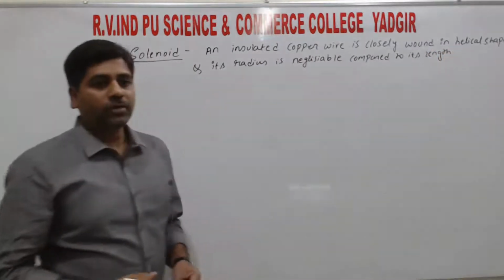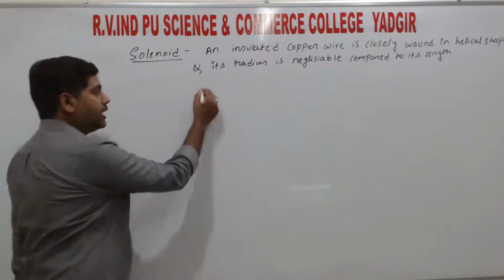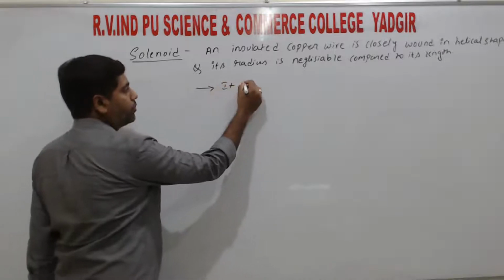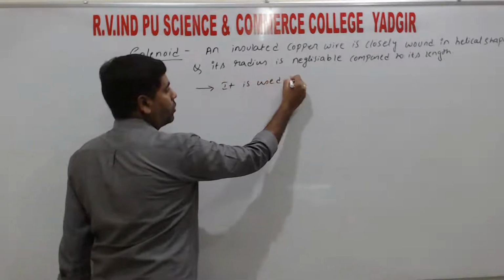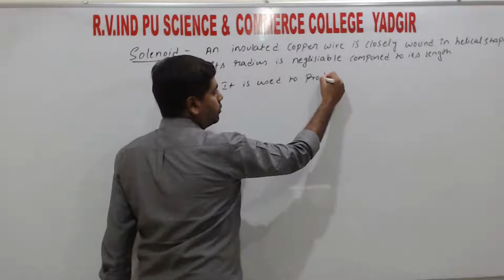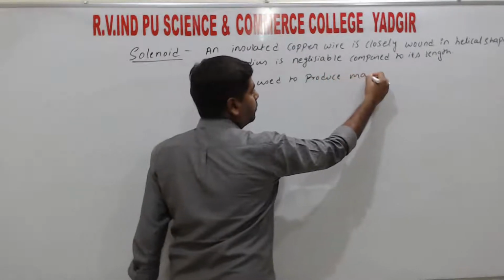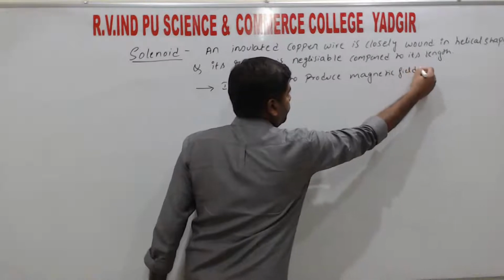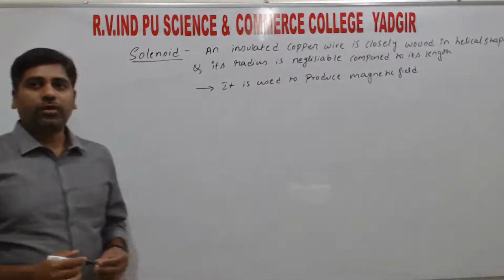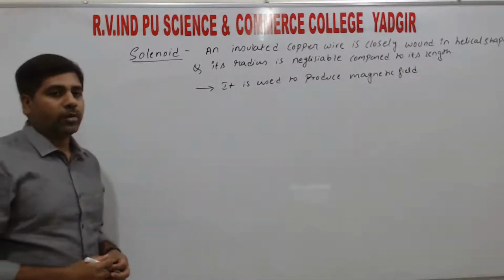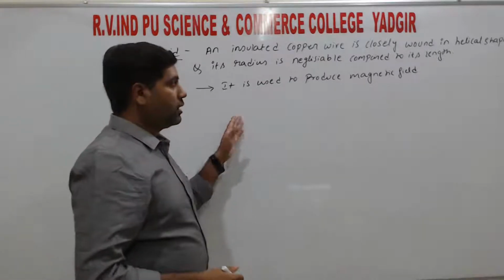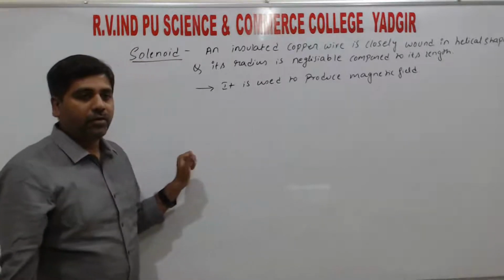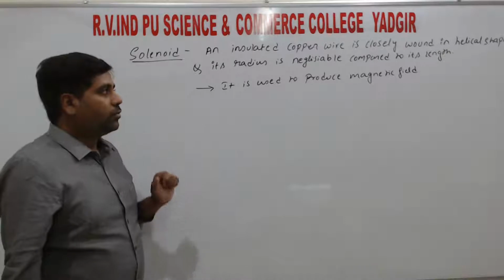So what is the purpose of a solenoid? It is used to produce a magnetic field. We used the solenoid to produce a magnetic field, for example in televisions.